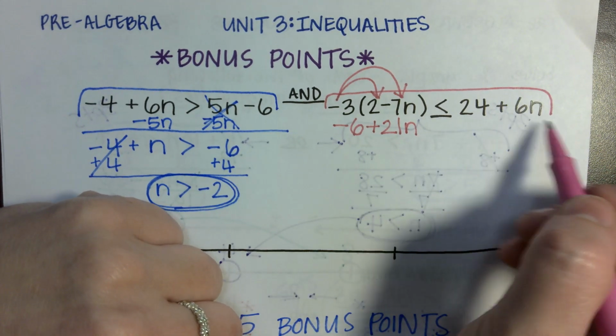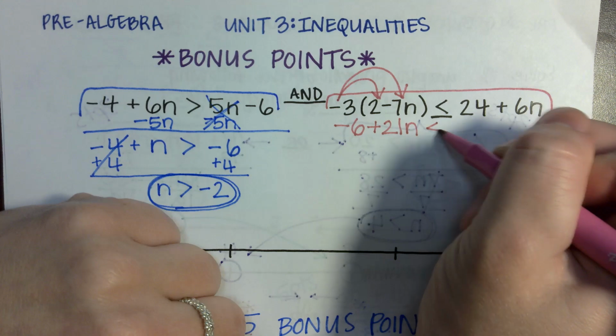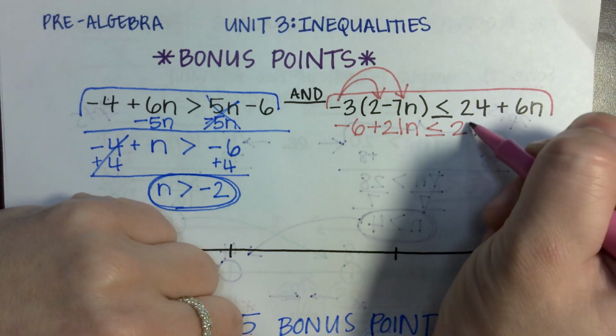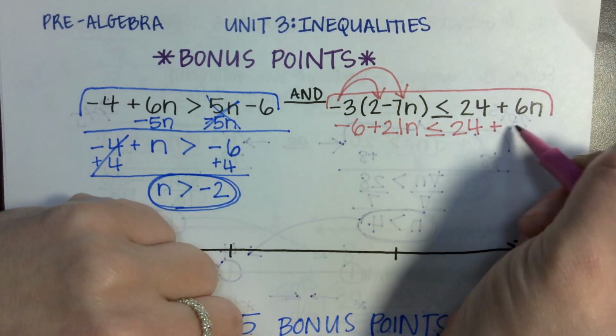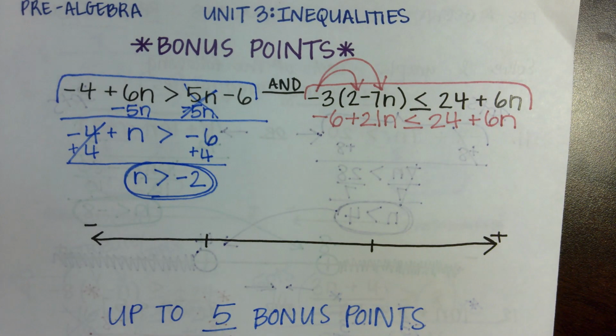Okay, now we want to do what? Yeah, let's bring everything down. Keep it all nice and lined up. Being organized is only going to help you in the end. Okay, so now I've got -6 plus 21n is less than or equal to 24 plus 6n. Oh my Lord, that's a big one.